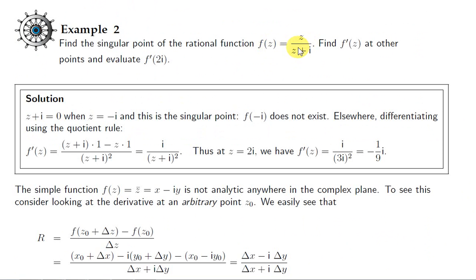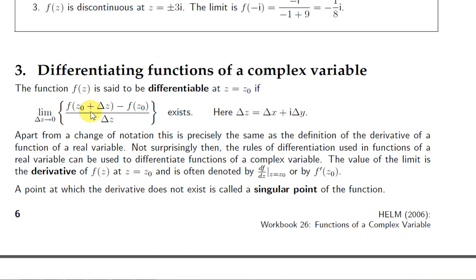Now let's look at this example here. This function is discontinuous at z equals minus i, because at z equals minus i the denominator is 0. So the function is not even defined at z equals minus i. So if a function is not continuous at a point, then it's not differentiable at that point. The reason it's not differentiable is because the function is not even defined at z0, so we can't take this limit.